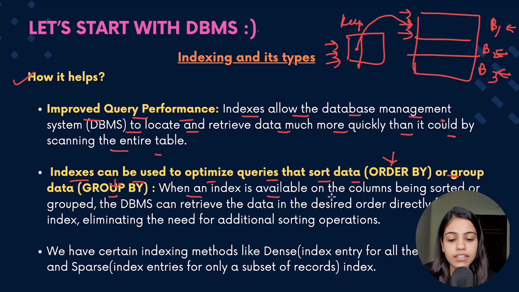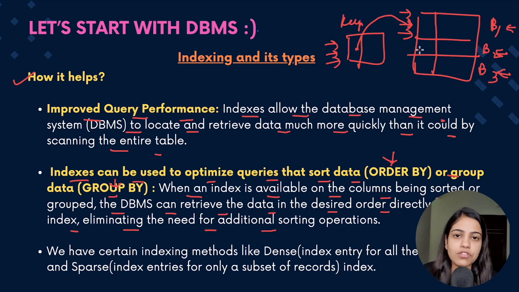Whenever an index is available on the column being sorted or grouped, the DBMS can retrieve the data in the desired order directly from the index, eliminating the need for additional sorting operations. Earlier, whenever you wanted sorted data based on some specific column, you needed to perform additional sort operations. But as the keys present in the index table are always sorted, we can use the column on which the table is indexed with the order by and group by clause, and it will help me get my data faster and more efficiently.